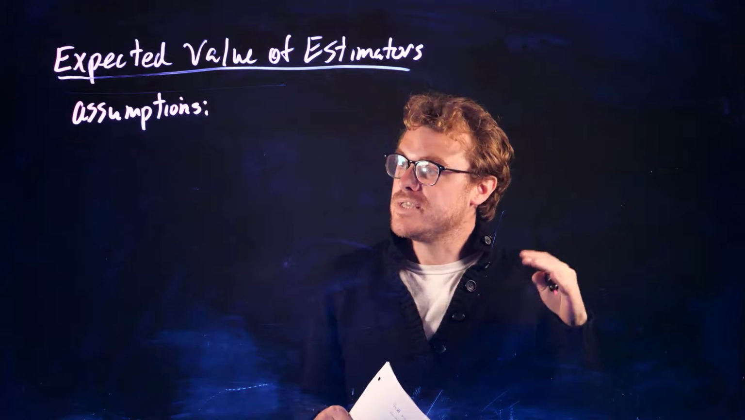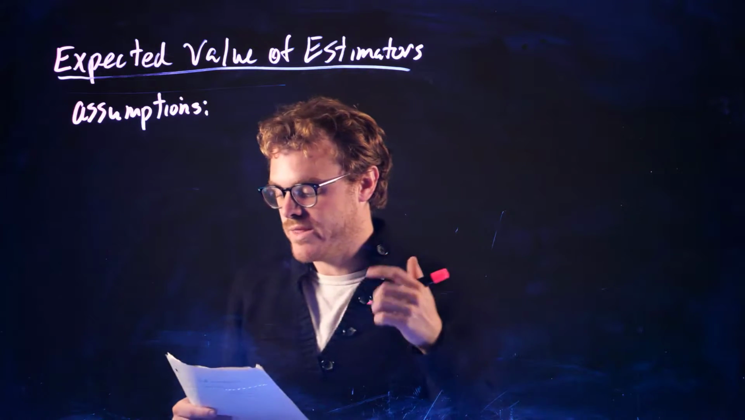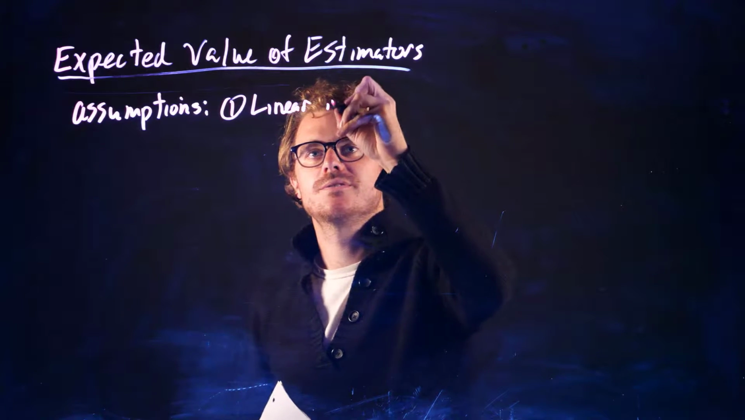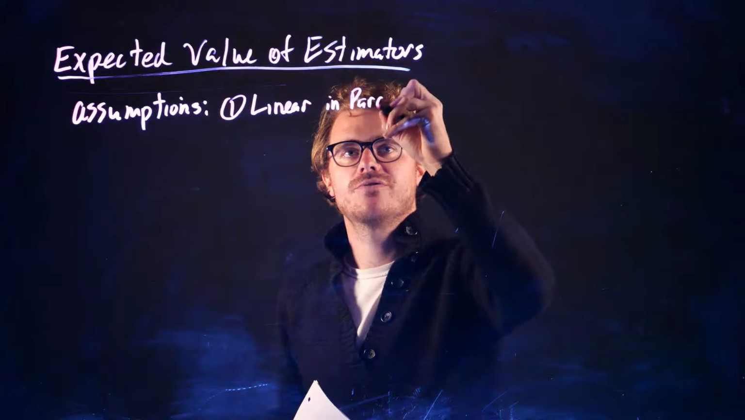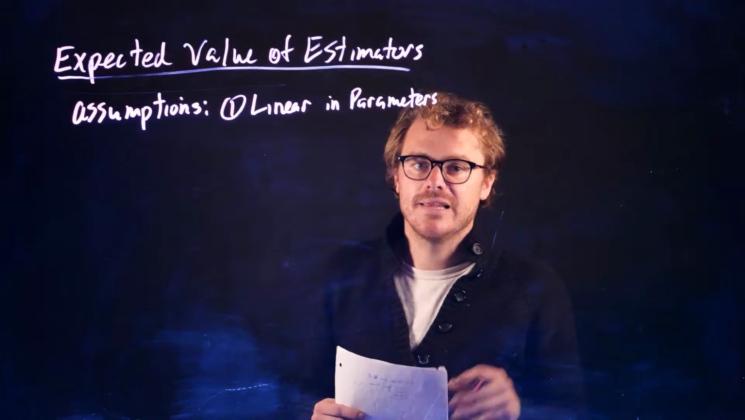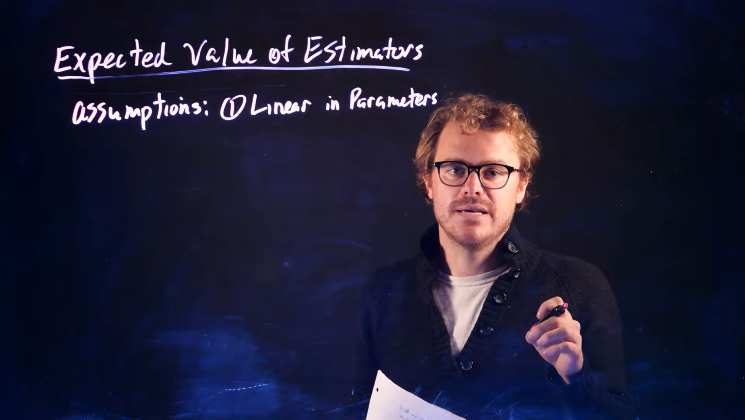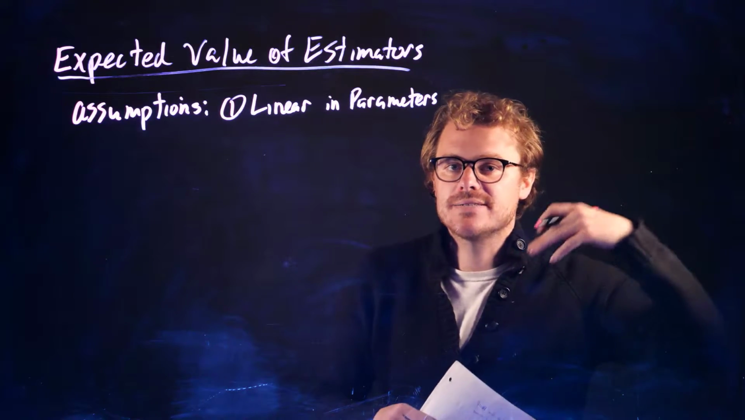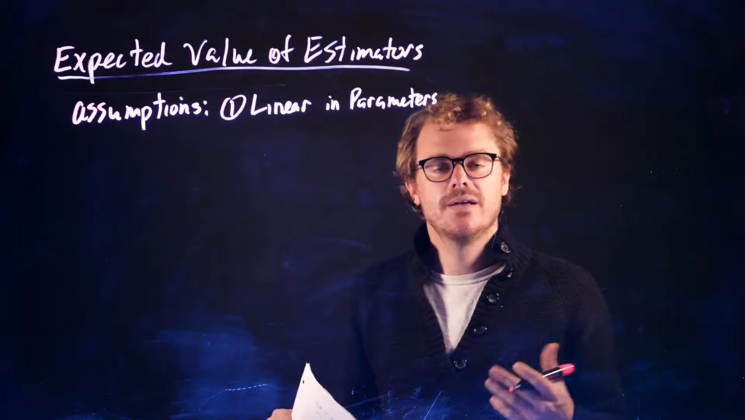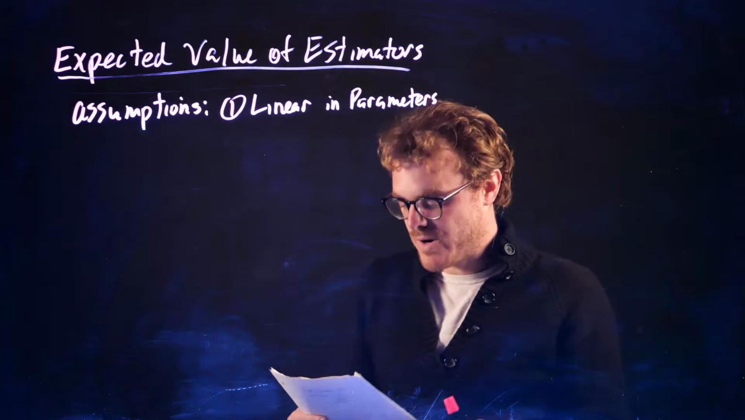Some of these are the same as simple regression. A couple of them, or one of them, is a little bit different. The first one we want is linear in parameters. That's the same as simple regression, right? We just want the betas to enter that regression linearly. It doesn't mean that the x's have to be linear. We can have x squared, we can have the log of x, we can have the log of y. It just means that it has to be linear in parameters.